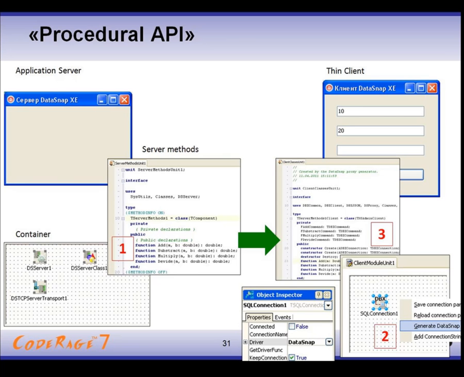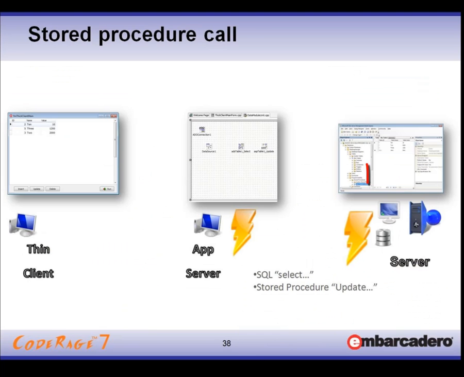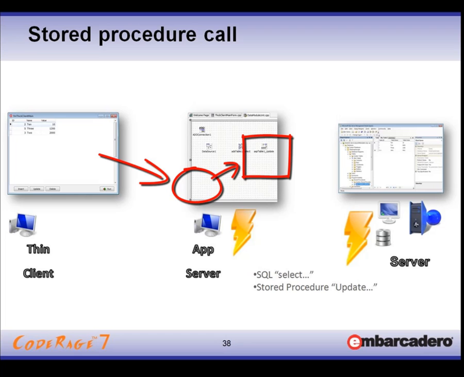Transparent means invisible. So when you call some server methods from the client, you have no idea how these calls are executed over the network. You just call them as trivial methods available inside your C++ code. Stored procedure on the DBMS server is called by stored procedure component located on the application server. Application server exposes a method using server method unit. The thin client transparently calls the server method.